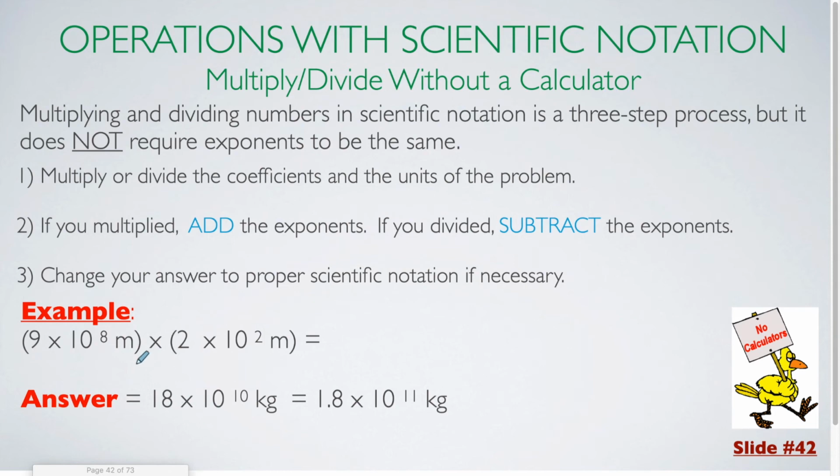So in our example here, we have 9 times 2, which is 18. Since this is multiplication, we add our exponents. So 8 plus 2 is 10. Then we need to slide our decimal over one spot to the left, which is going to increase our exponent to the 11th power. I actually have a minor error here. This should not be kilograms. If we have meters times meters, this should be meters squared.